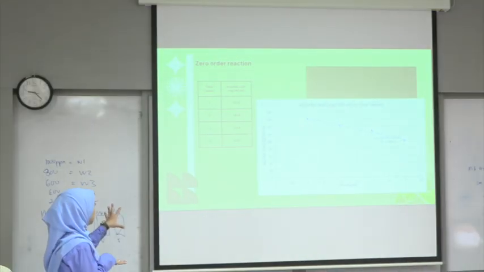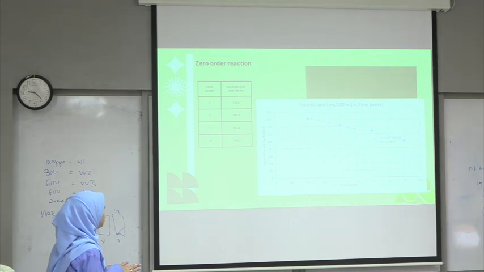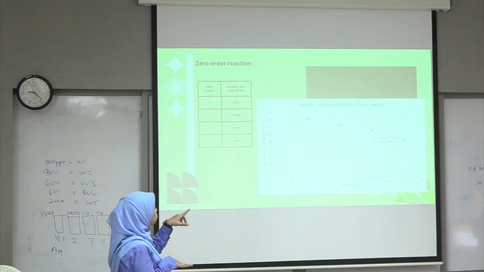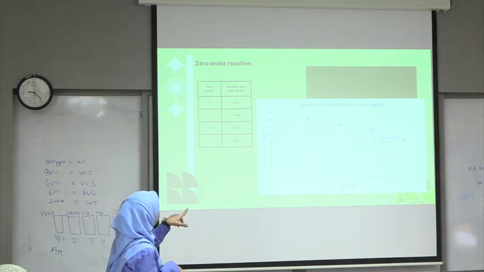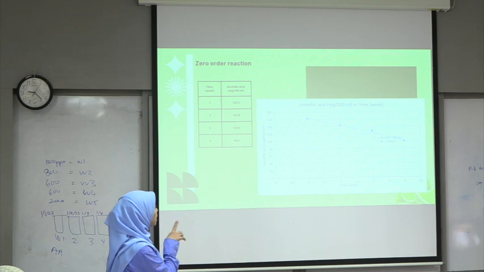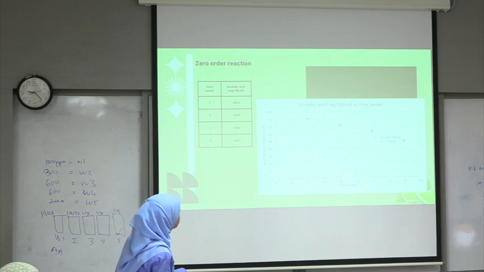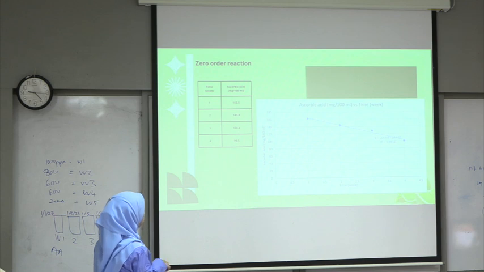From the zero order reaction, with the data that we have, we construct the graph and we found that y equals mx plus c is equivalent to negative 20.44x plus 184.65, which means the slope is negative 20.44, and the R square that we have is 0.9812 for the zero order reaction.